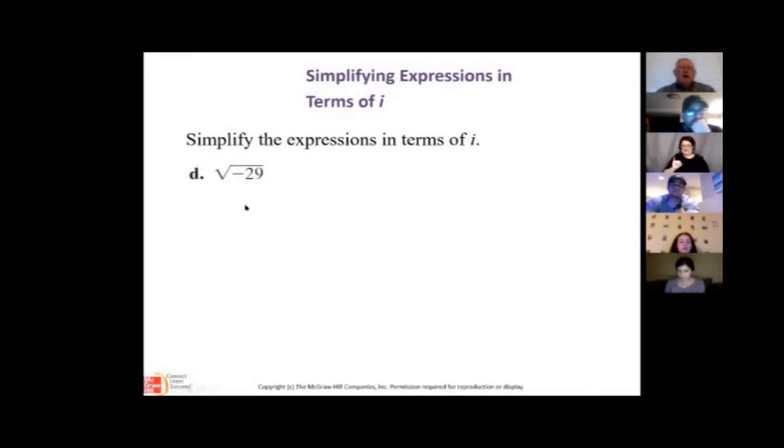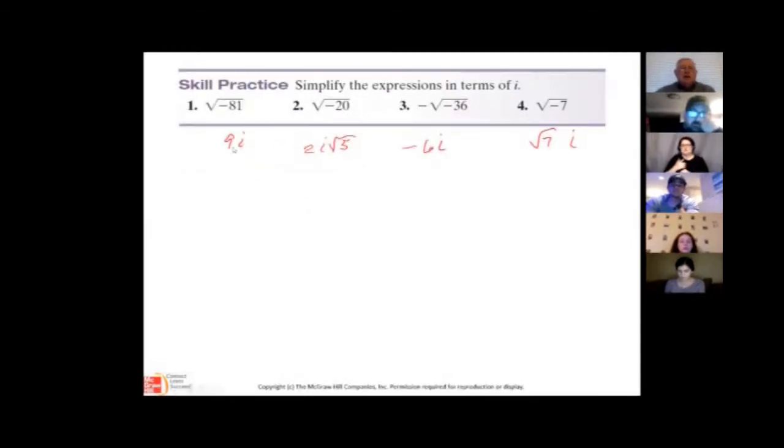Square root of -29, we don't have a perfect square this time. We extract the -1 and get an i, and then we just have to leave the square root of 29. So this would be your final answer. For examples, first we're going to extract the -1 for the i, and then the square root of 81 is 9. We extract the -1 for the i, and then we break 20 down into 4 times 5. The square root of 4 is 2, and it leaves radical 5.